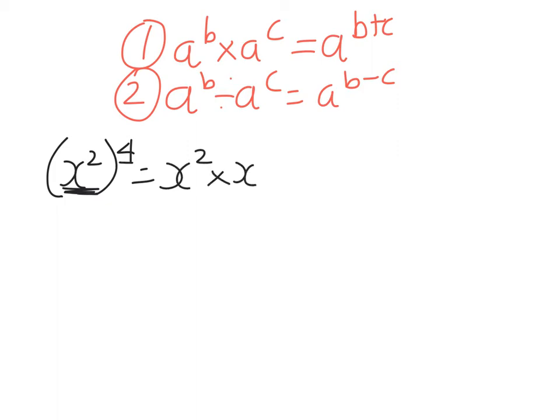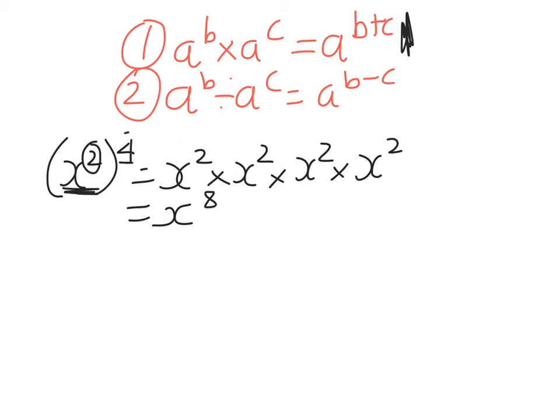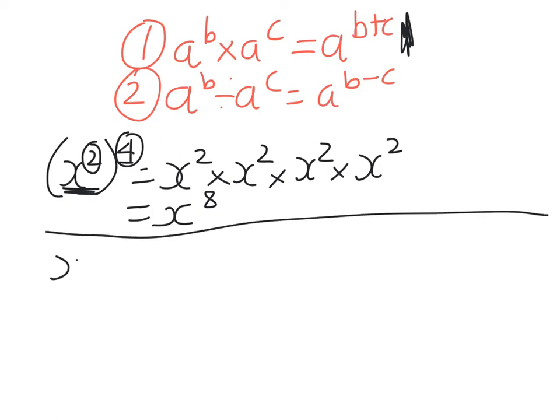So this law works. The reason that I multiply the powers is because if I write this in expanded form, I can just use the first index law. Keep the same base, add the powers: 2 plus 2 plus 2 plus 2 is 8. So what I've done is I've added up this number this many times, and that's the same as multiplying. So it works for the zero index law as well.